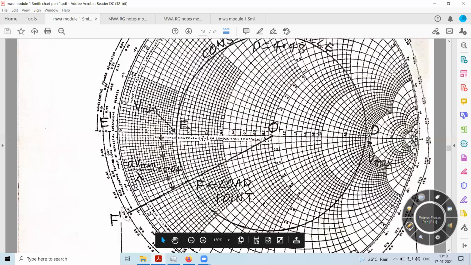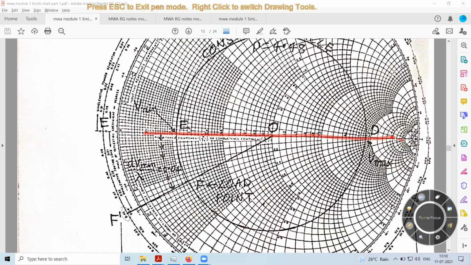Now this VSWR circle will intersect the horizontal line at 2 points. One is the maximum voltage point and one is the minimum voltage point. As in the previous session, we had observed which is the minimum and which is the maximum. This end gives you the maximum voltage point and this end gives you the minimum voltage point.